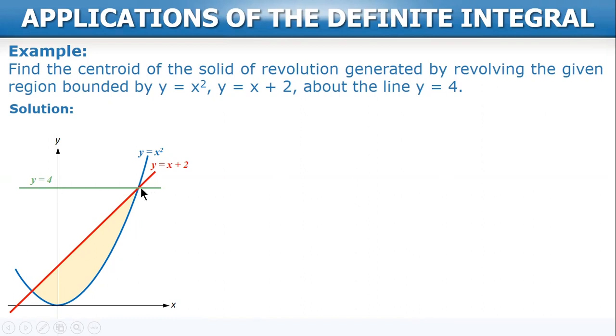Ang reason na ni coincide siya is if you will equate this one, point of intersection y equal to x squared and y equal to x plus 2. Makuha ni mo nga the y coordinate of this point is y coordinate is equal to 4. Okay. So we are going to revolve this area about the line y equal to 4.